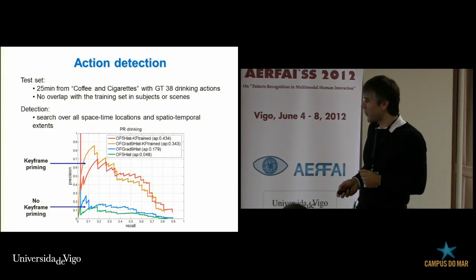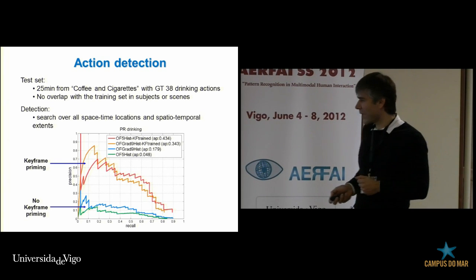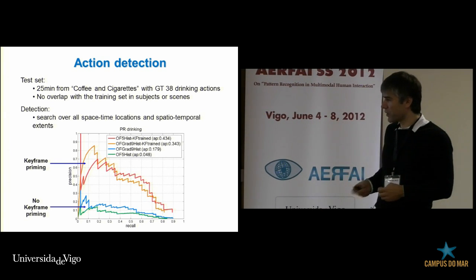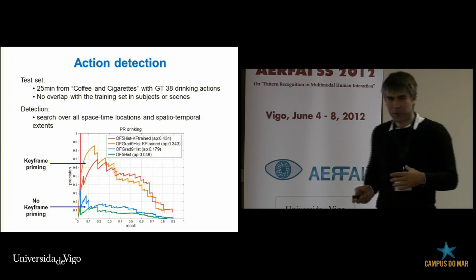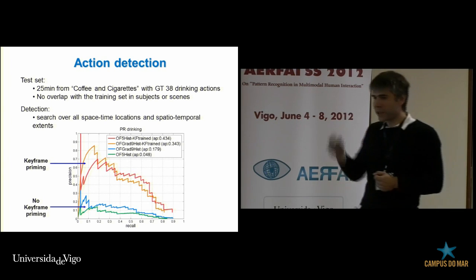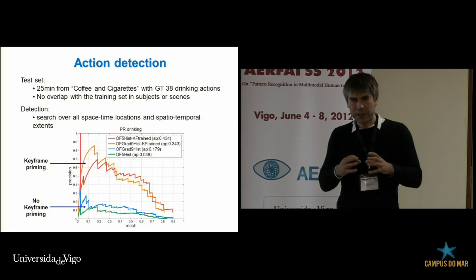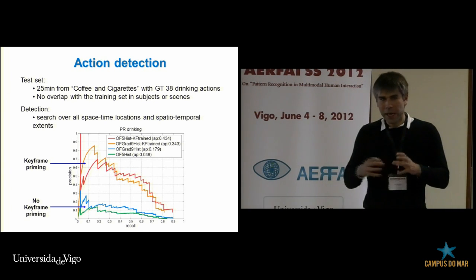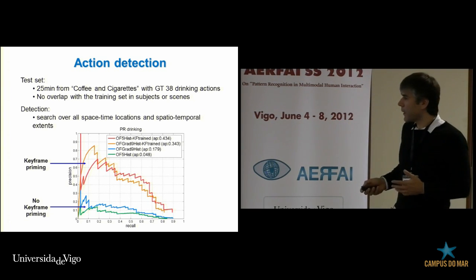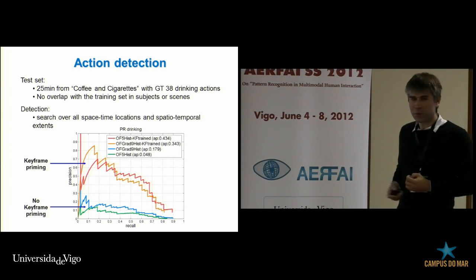Fine, so here are some curves. It turns out that if we just run the pure space-time classifier, the performance is quite poor. These two curves correspond to combining the static keyframe classifier and the space-time classifier together. They seem to really complement each other, so you get much better performance when combining them.